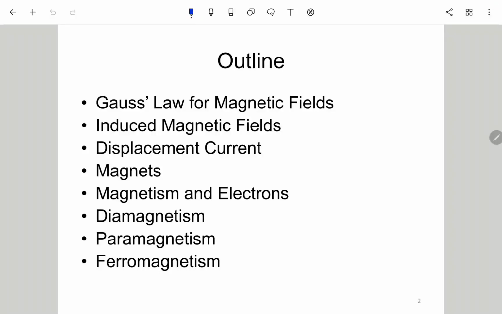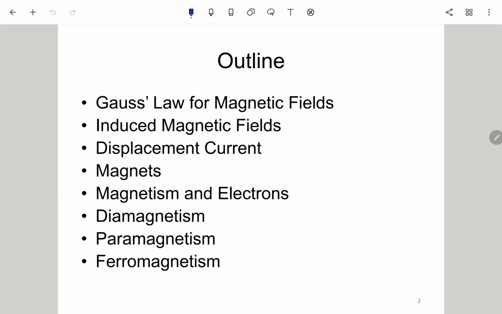Okay, so this is the outline for chapter 33 about the Maxwell equations and some of the hardcore physics stuff. First we'll talk about the Gauss law for the magnetic field, because we already learned Gauss law in chapter 23. So there will be another version for the B field.